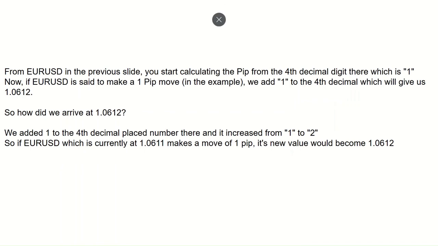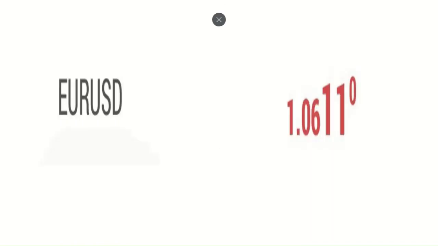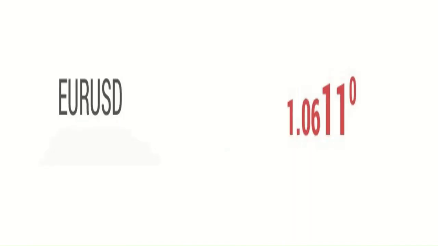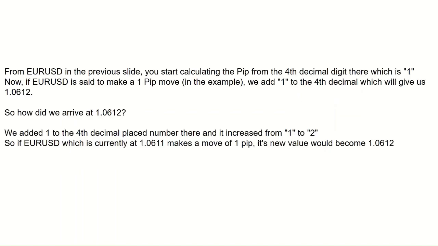Those are what we consider in pips calculation. So from the EUR/USD in the previous slide, 1.0611, take note of it. You start calculating pips from the fourth decimal digit, which is 1. If you go back, you can see 0 is the first decimal place, 6 the second, 1 is the third, then the last 1 is in the fourth decimal place. So how do you calculate it?